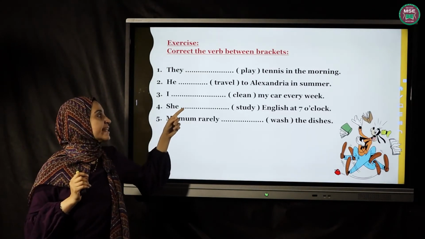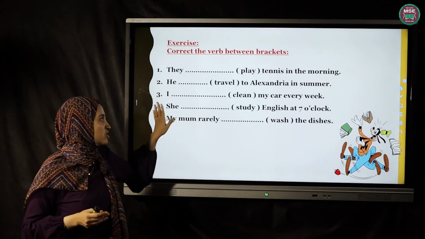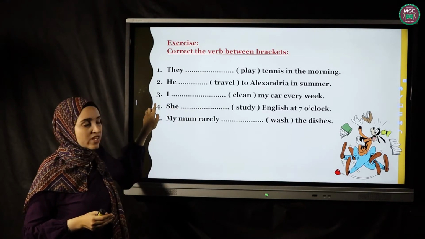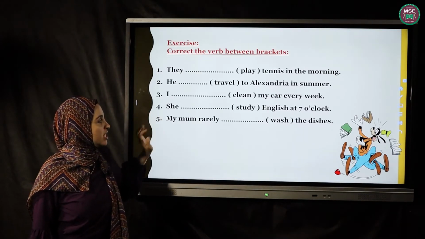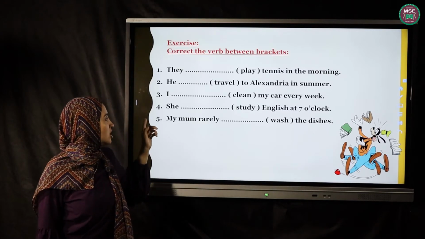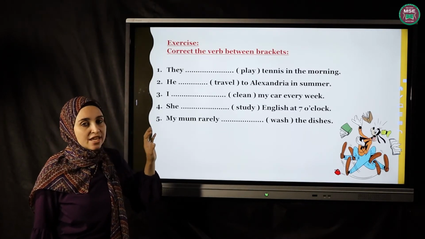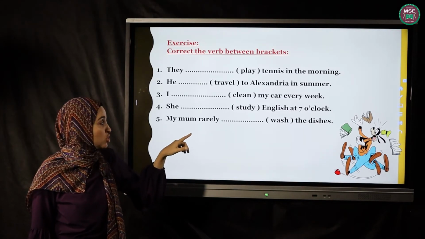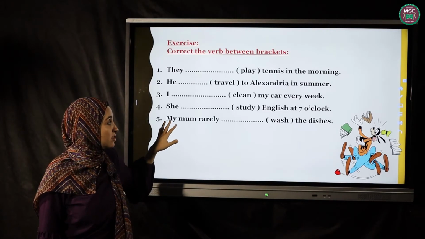Right, I clean. I don't add anything to the verb. I just put it as it is because I have I. Number 4, she studies English at 7 o'clock. It's another time expression here. How can I write studies here?